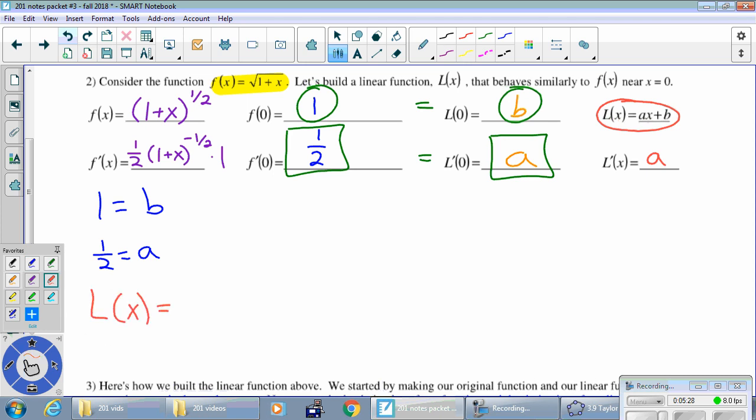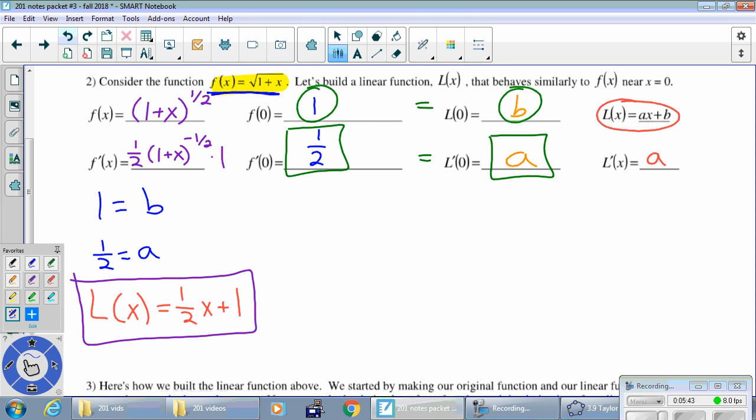And so that means that our linear function, L of x, equals, remember, it was ax plus b. It's circled up there in the top right in red. So ax plus b is really 1/2 x plus 1. And that is a linear function, which in some sense is similar to the original square root of 1 plus x function. It's similar in that they both have exactly the same y value when you plug in x equals 0, and both functions have the same derivative when you plug in x equals 0.